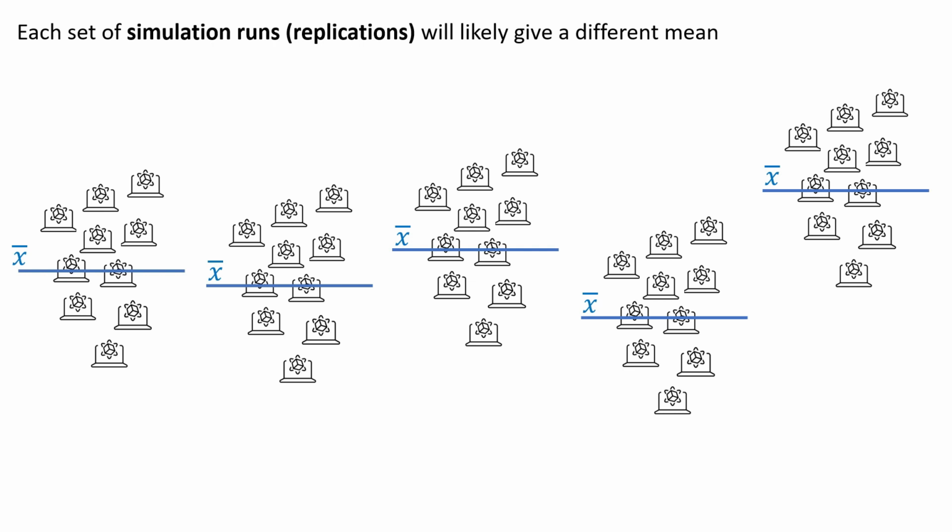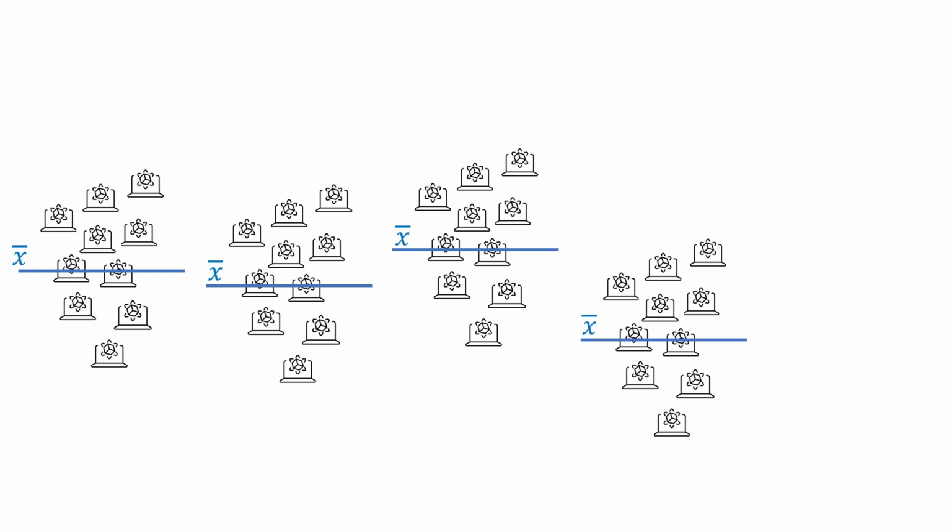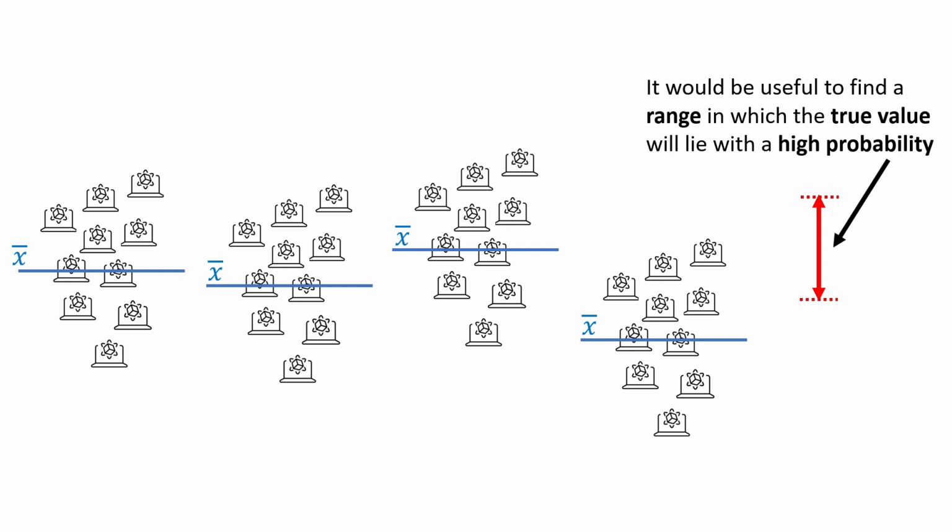So what we should actually be looking for is not a specific value for the mean. Instead, we should look for a range in which the true value of our variable will lie with a high probability. So in other words, what this means is that we need to find an interval in which we are confident to a certain extent or percentage that if we run again a new set of simulations, the mean of this set will lie within this interval. And this is what we call the confidence interval.